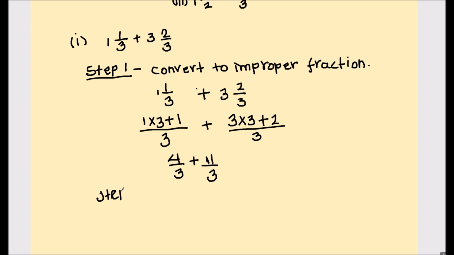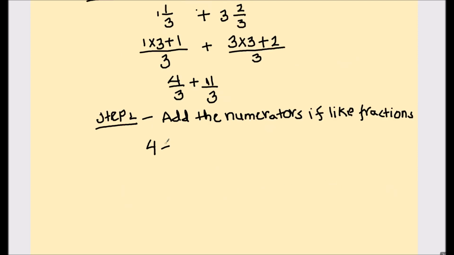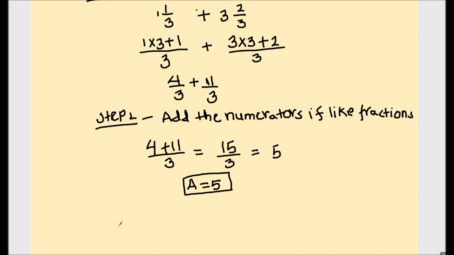So our step 2 will be to add the numerators if they are like fractions. 4 plus 11 divided by 3, which equals 15 by 3, and it can further be simplified because 15 divided by 3 equals 5. So our final answer is 5. So this completes our first example.